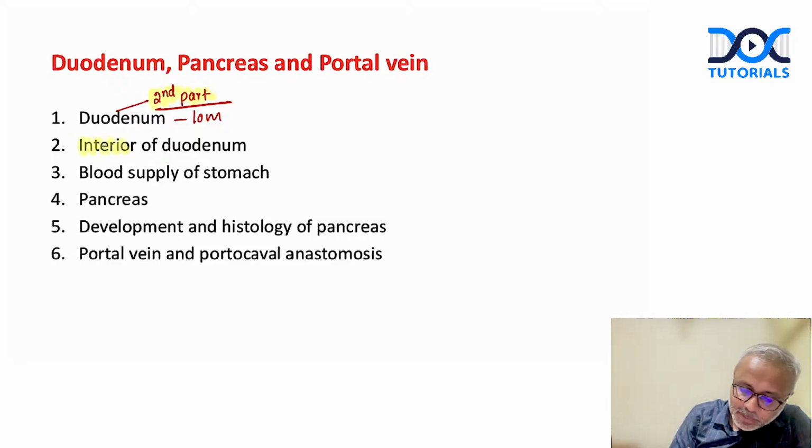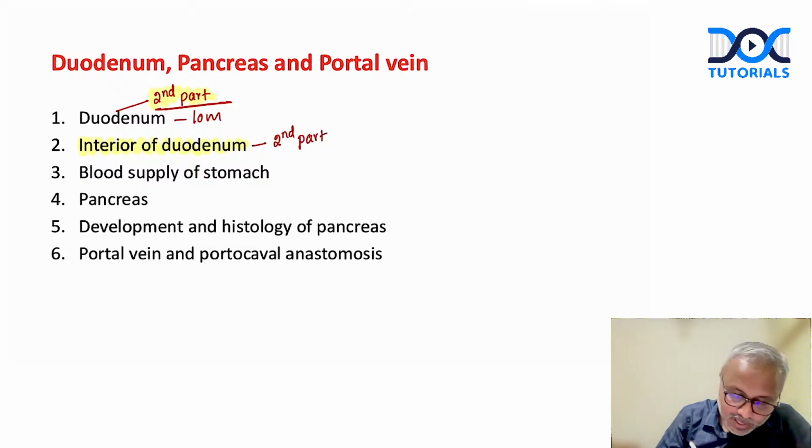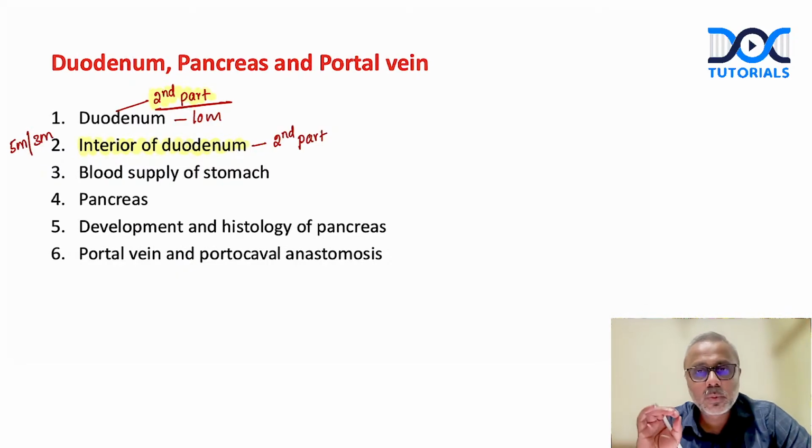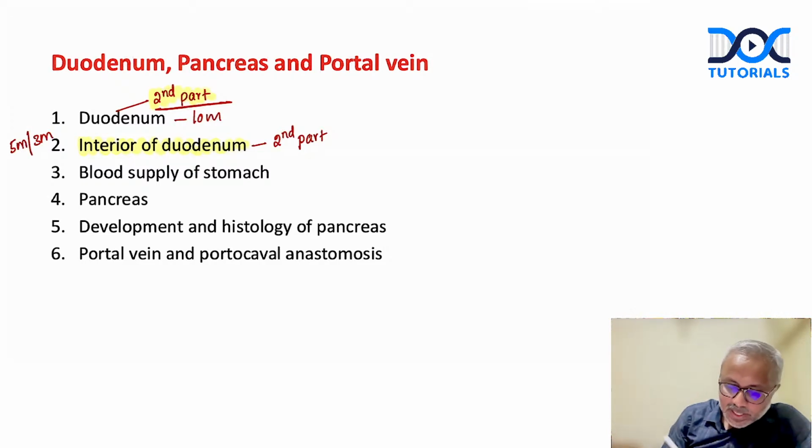Then one more important question here is the interior of the duodenum. Again, even in this, it is interior of the second part, right? Again, a very important 5 marker or a 3 marker question, right? So again, in abdomen, duodenum, stomach, two very vital long essays that you should be prepared for, right? In the duodenum, right?